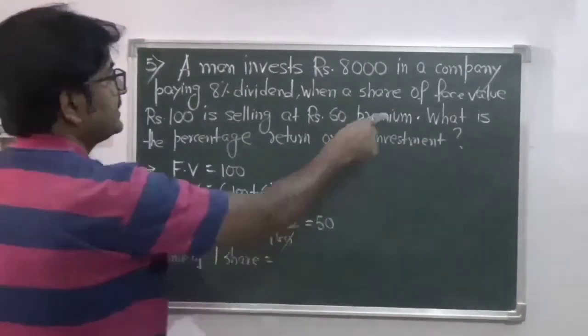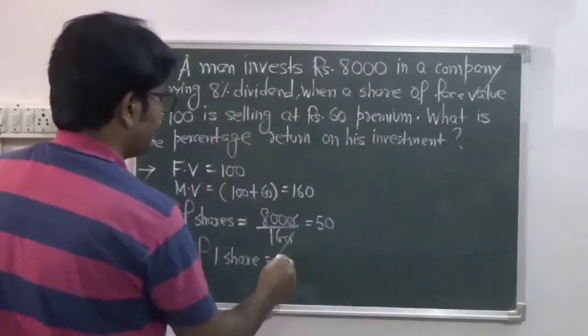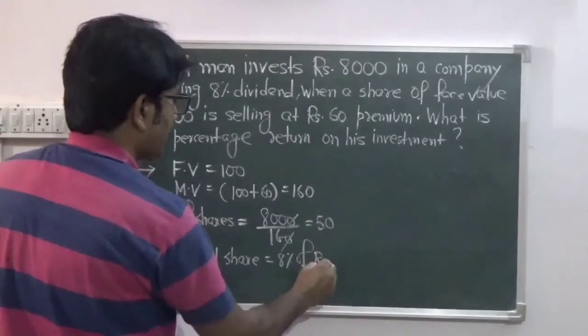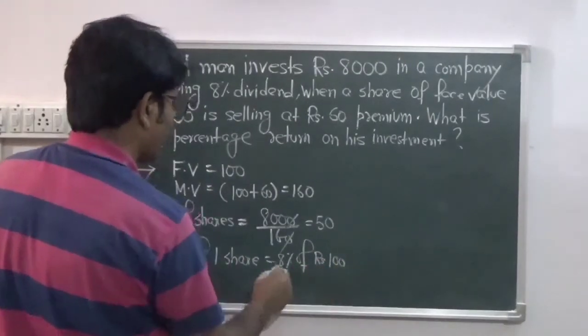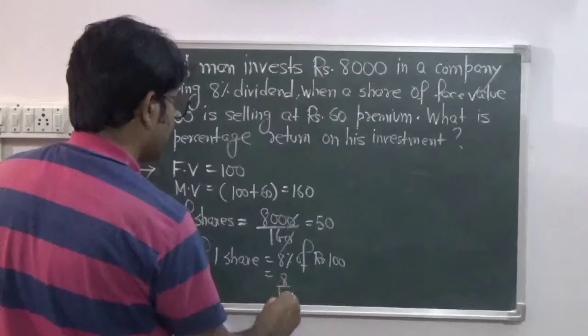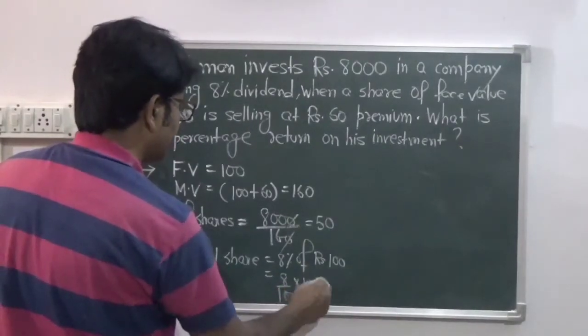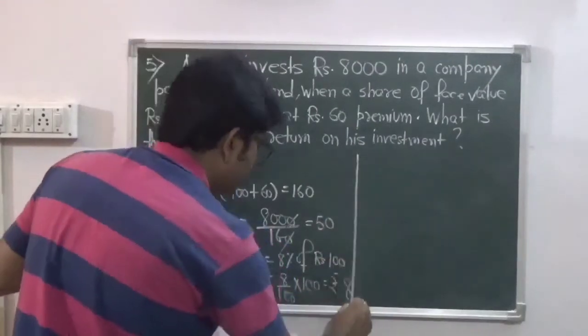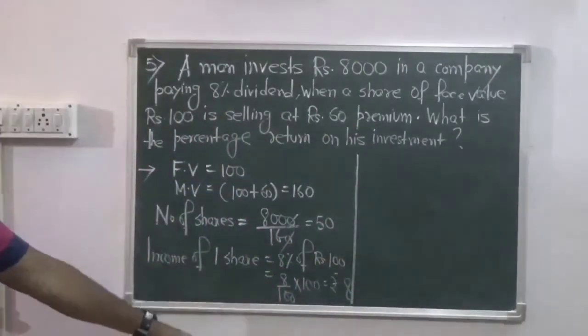Income on one share is 8% of ₹100, equals 8 by 100 into 100, equals ₹8. So your income on one share is ₹8.